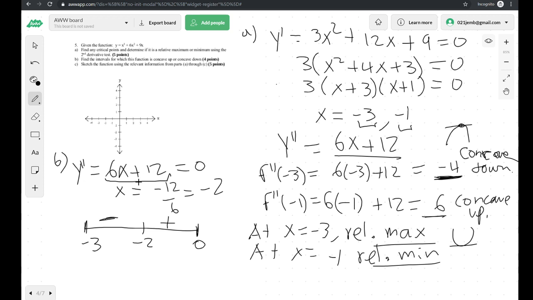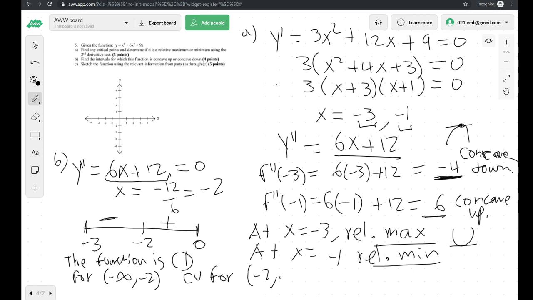So that means that when it's negative, it's concave down, and when it's positive, it's concave up. So we can say that the function is concave down for the interval of negative infinity to negative 2. And then it's concave up for negative 2 to positive infinity.